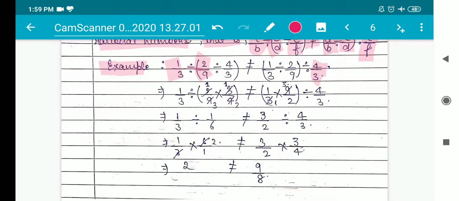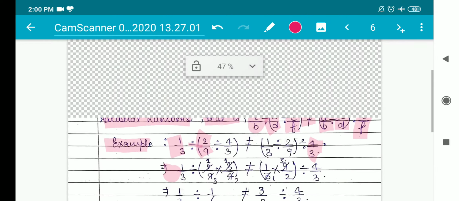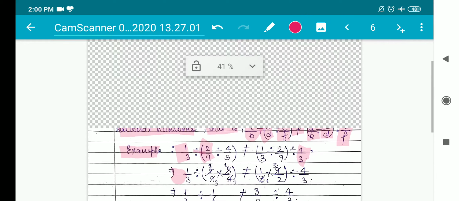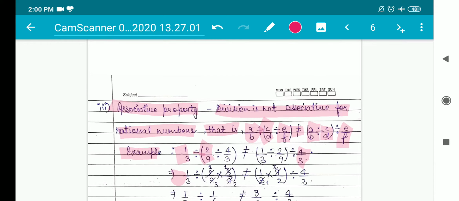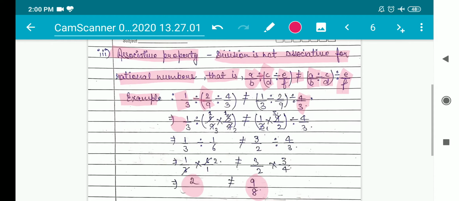After calculating the left hand side equation, I got the result 2. Whereas after calculating the equation given in the right hand side, I got the result 9/8. So LHS is not equal to RHS. So division is not associative and not commutative.